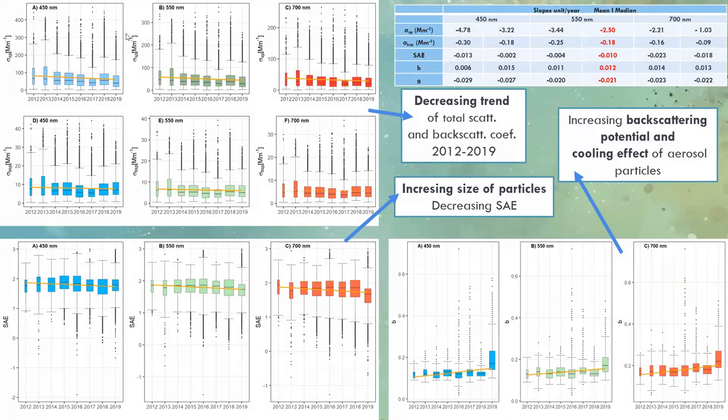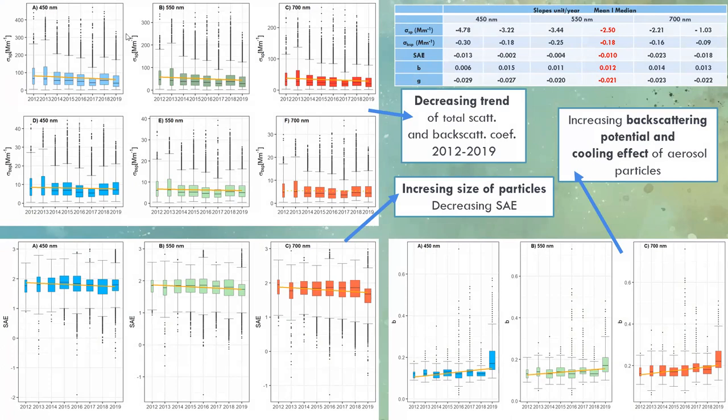And let's check some results. In the first graph, you can see two lines. The first line is for the total scattering coefficient, and the second line is for the backscattering coefficient. You can see annual variations from 2012 to 2019. And as you can see, in all the cases, we can see a decreasing trend.